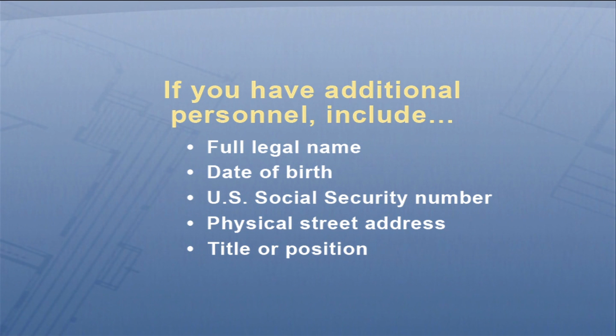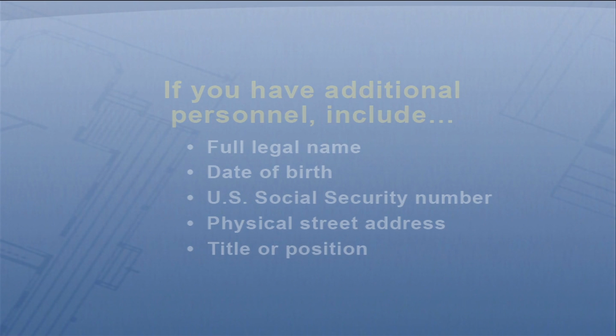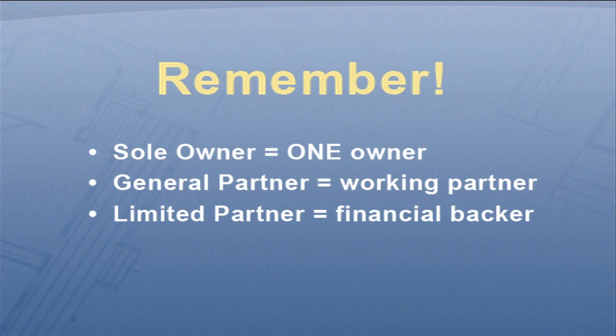Write in their title or position within the business. Check only the title or position that applies. Remember, there cannot be 2 owners if the business is a sole ownership, and a general partner is a working partner, while a limited partner is a financial backer. When all the information is provided, have each person date, sign, and print their name.